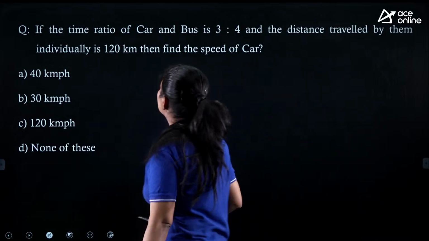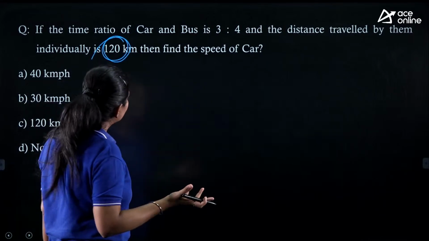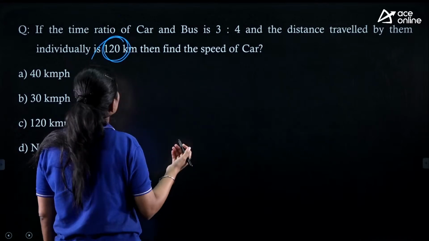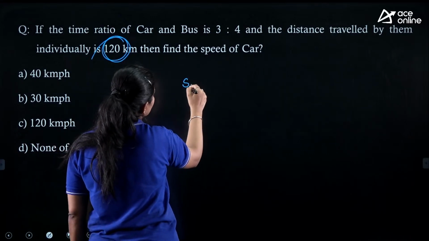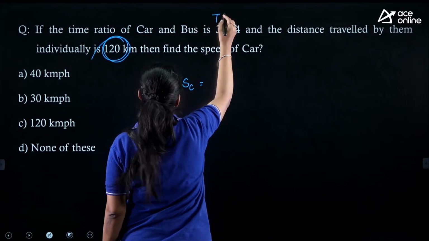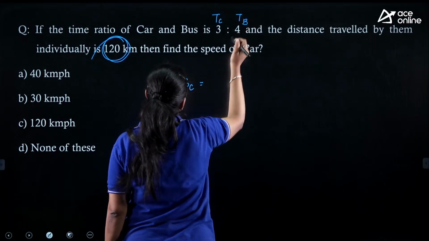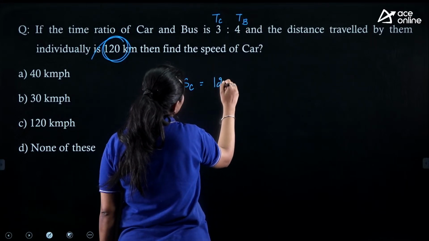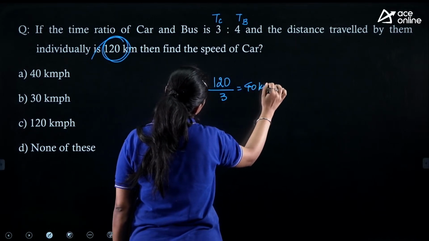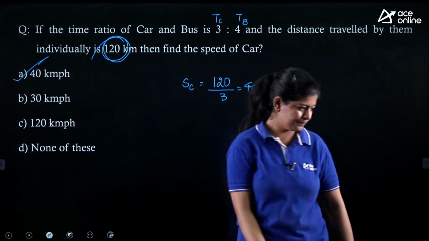It's a very simple one. The distance is given, which is nothing but the constant, right? So if you want to write down the ratio, then you can just simply reverse it. But what we need to do is find out the speed of the car. So this is the time ratio of car to time ratio of bus, right? So we can say that, that's it. Option number A is the correct one.